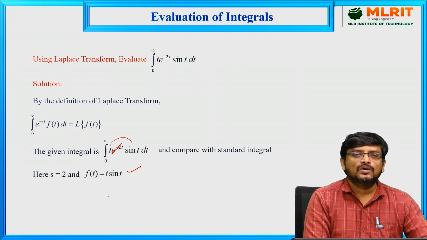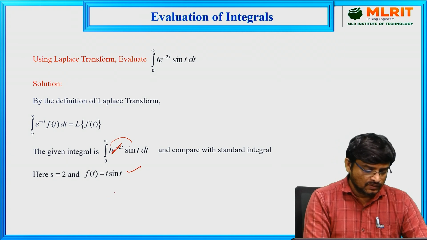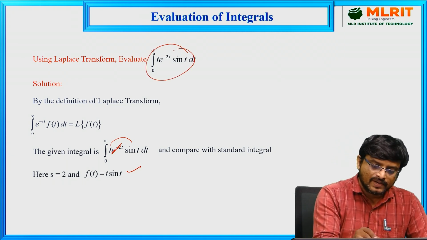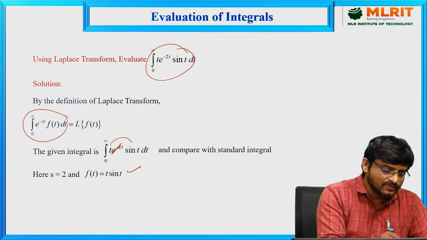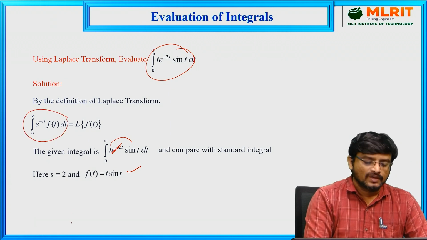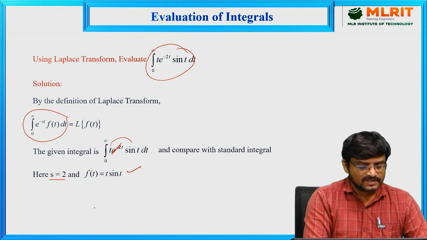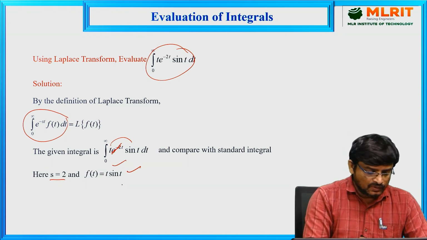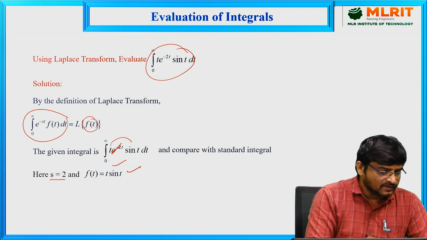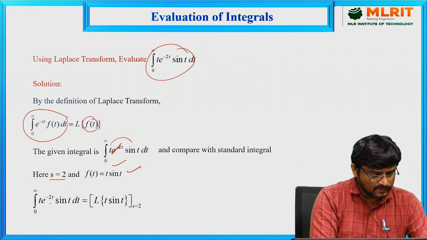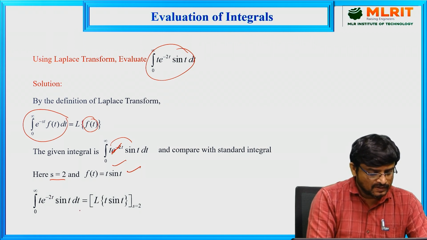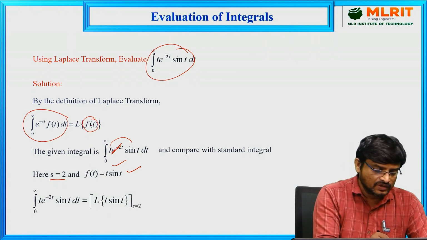Now we'll see how to find this integral value. Once again I will repeat: compare the given definite improper integral with our standard integral of the Laplace transform. Get the value of s and the value of f of t, and replace f of t here. So the integral from 0 to infinity of t into e power minus 2t into sin t dt, we can take as the Laplace transform of t sin t. In the definition we are replacing f of t with its value.